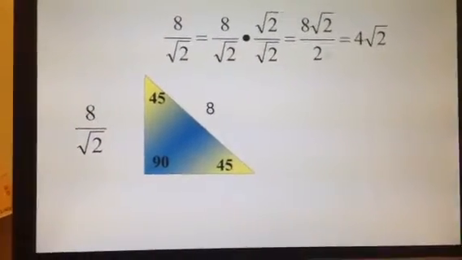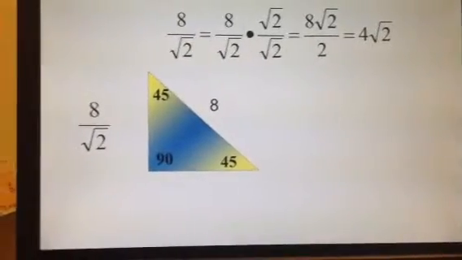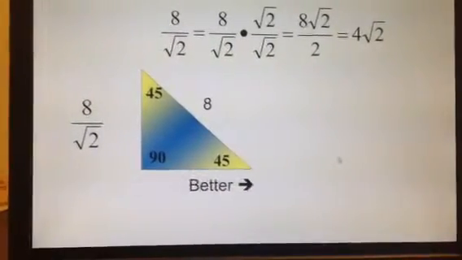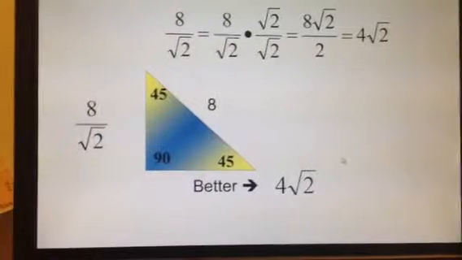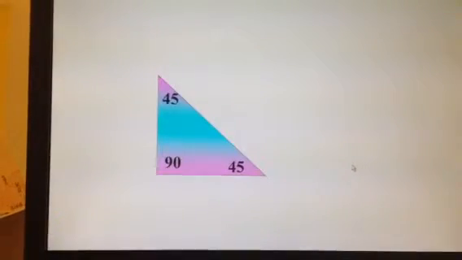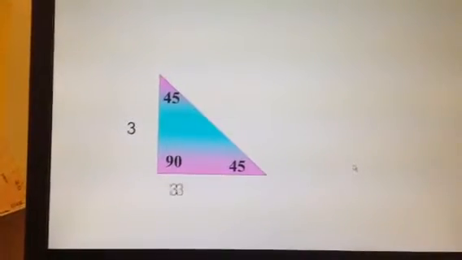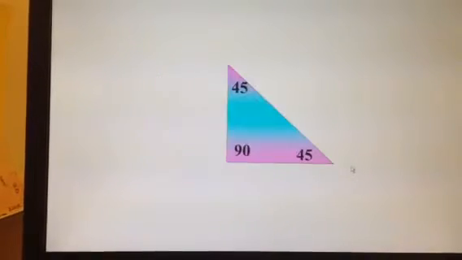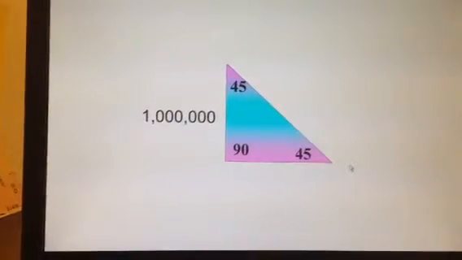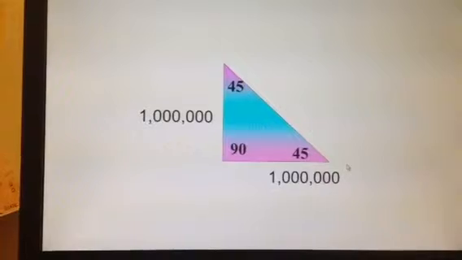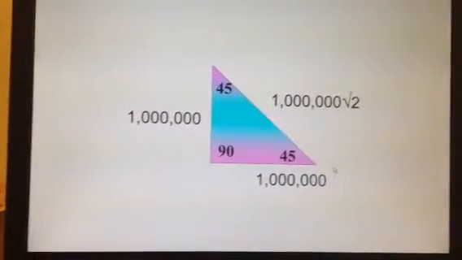So, and you need to know how to convert like this. So this down here is 4 root 2. The better answer is 4 root 2. 3, that's 3 root 2. I don't know why I have that in there. It's too easy. 1 million and 1 million and 1 million square root 2.